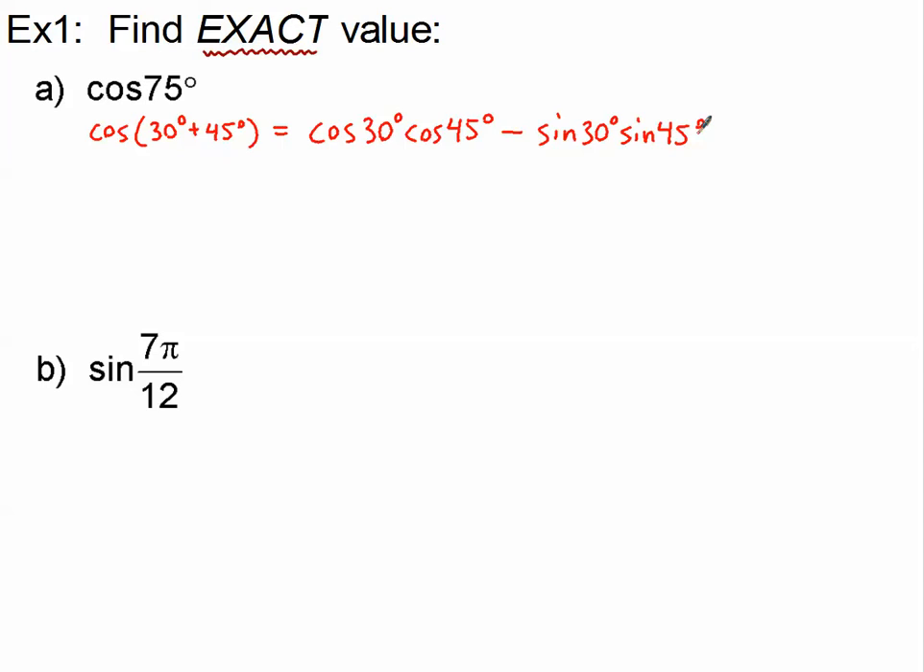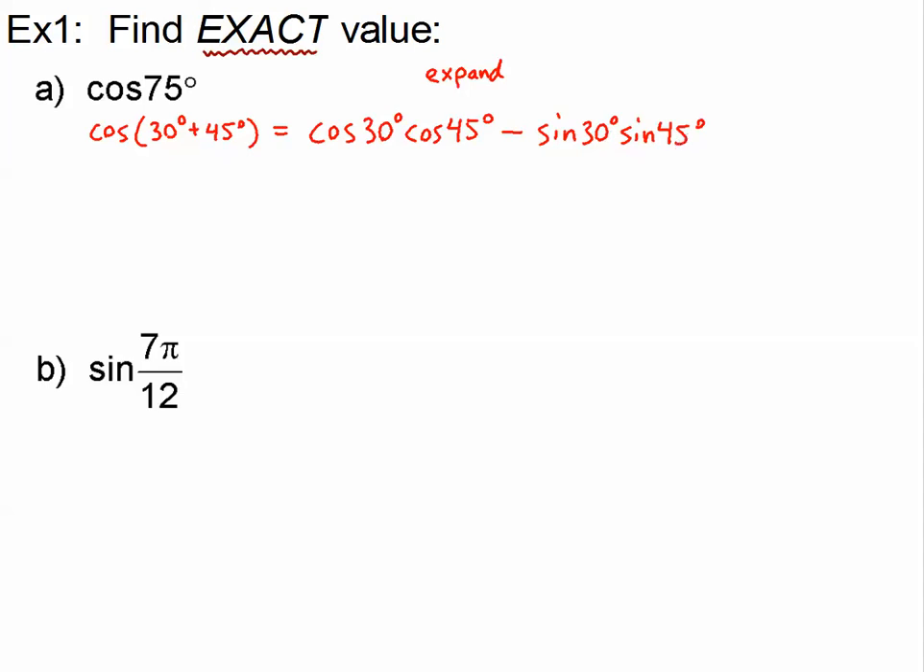So this is what we do. We expand into this. Now each of these quantities is something that I know. I know the cosine of 30 degrees from my unit circle, and I know this, and I know this, and I know this. I know all 4 of these values.